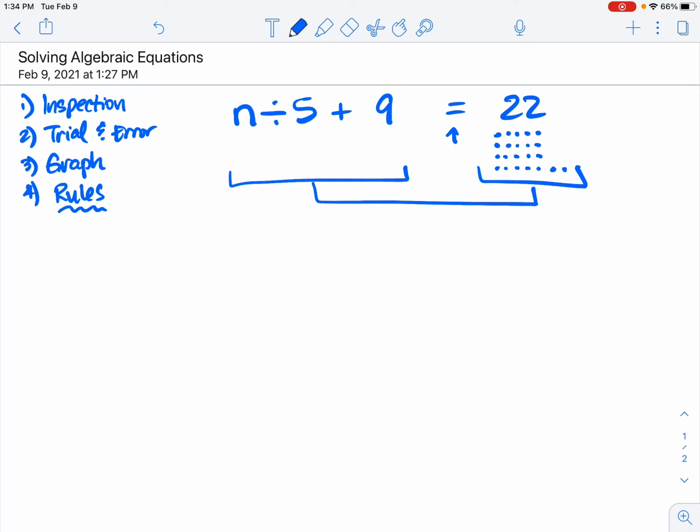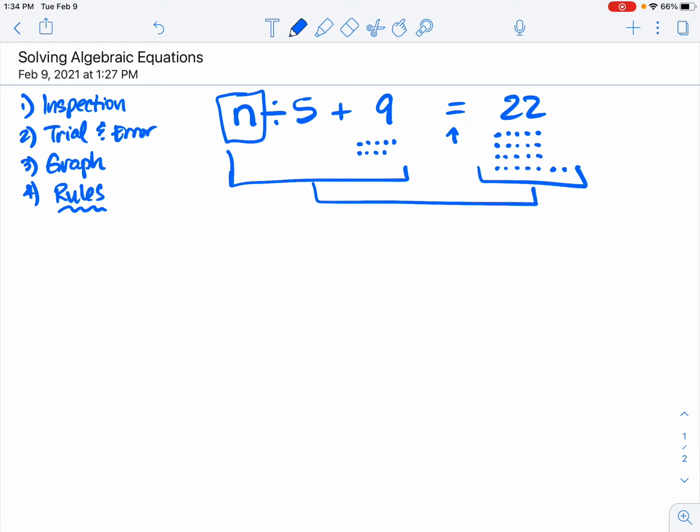On the left side, well, I have a certain number. So n means a certain number, divided by 5. So I have that cut into 5 pieces or 5 sections. And then I add 9 to that to make 22. So let me just draw this extra 9 in there. So 1, 2, 3, 4, 5, 6, 7, 8, 9. So these are these extra 9 marbles.